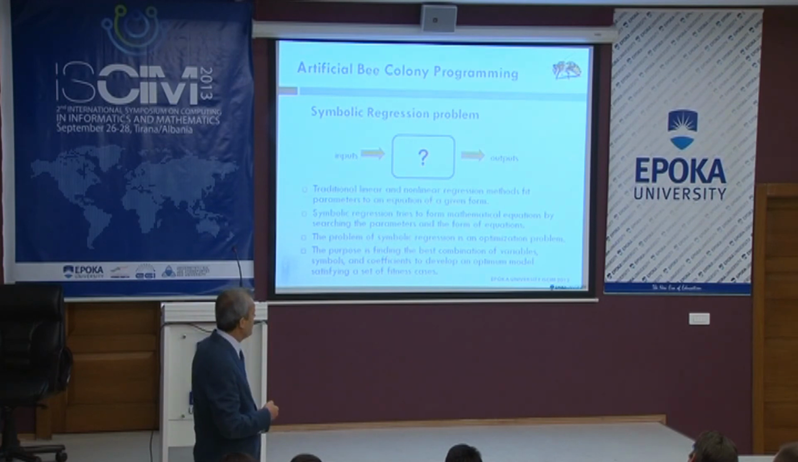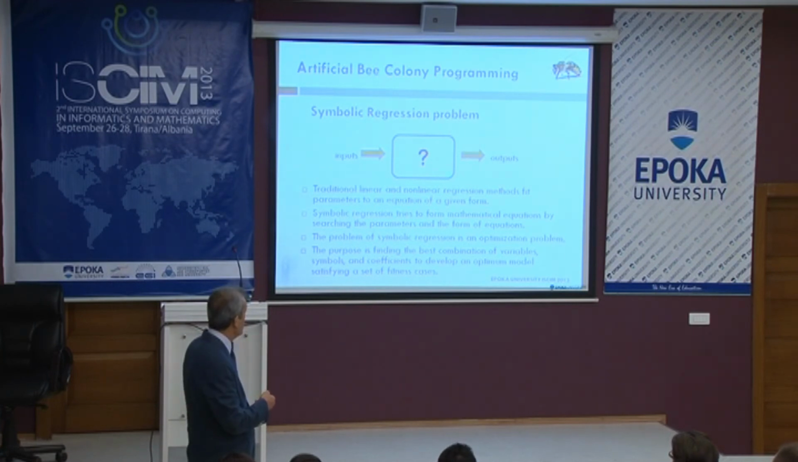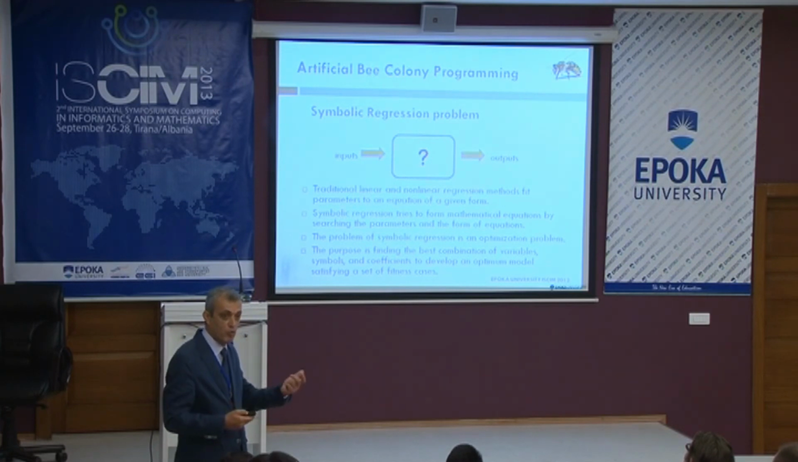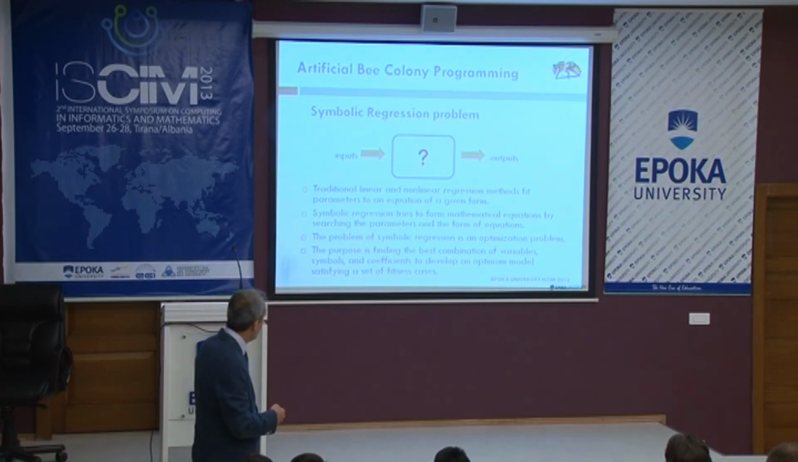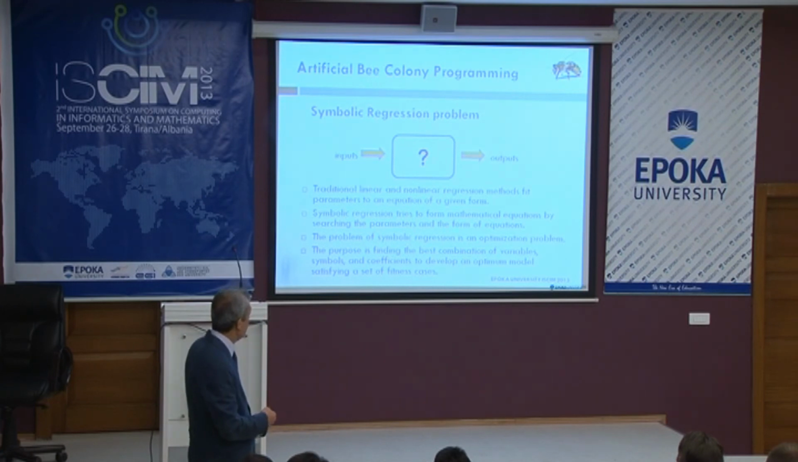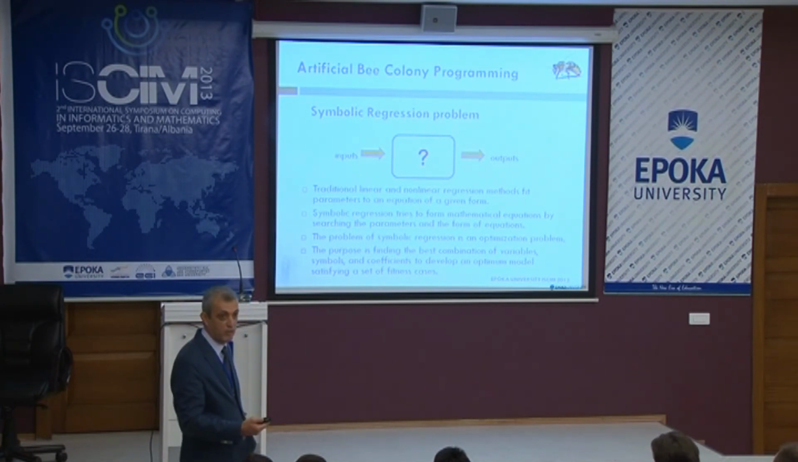Traditional linear and nonlinear regression methods fit parameters to an equation of a given form. If a model is given, and we try to find the parameter values of this model, then this is a regression problem. And if we don't have the model and the parameter values, then symbolic regression tries to form mathematical equations by searching the parameters and the form of equations together. Both the mathematical equations and the parameters of the equations. If we try to optimize them together, then it's called a symbolic regression problem.